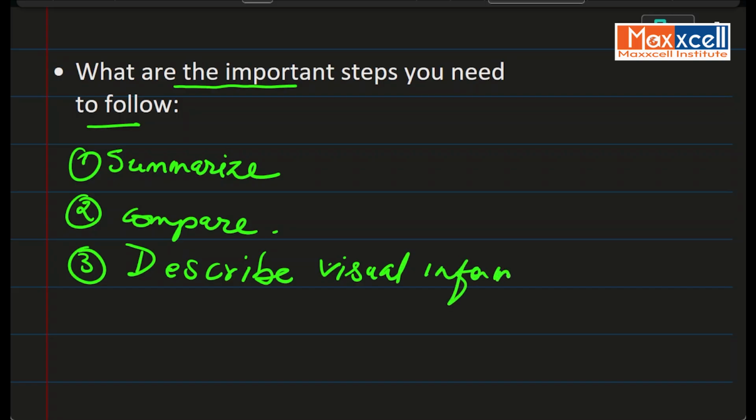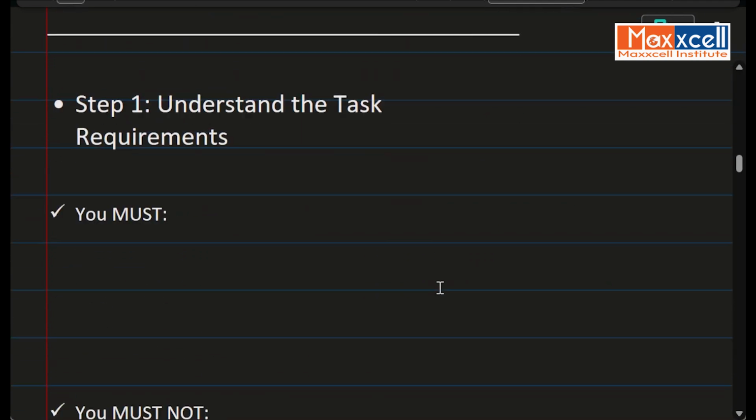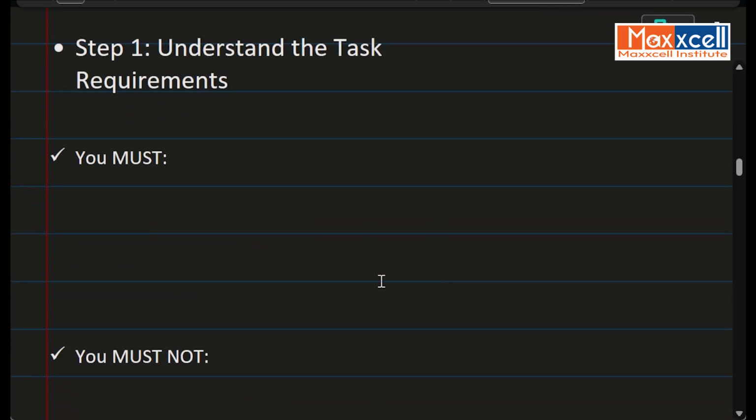So जो भी information आपको दी जाती है आपको वो describe करनी है, and at the same time first you have to summarize it and you have to do comparison. So this is something which you need to follow. Now let us see it in detail. हम कैसे उसको handle करेंगे. So step 1 क्या है कि you need to understand the task requirements. So first of all, once you know what are the requirements of this particular task, then it becomes easy to write about the step. Okay, so let us see what you must do and let us see what you must not.